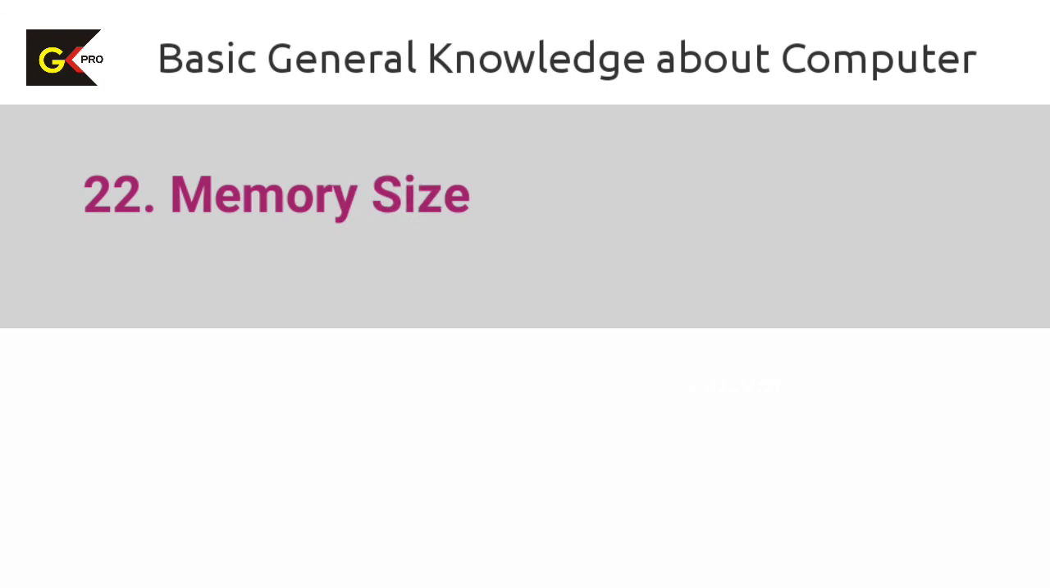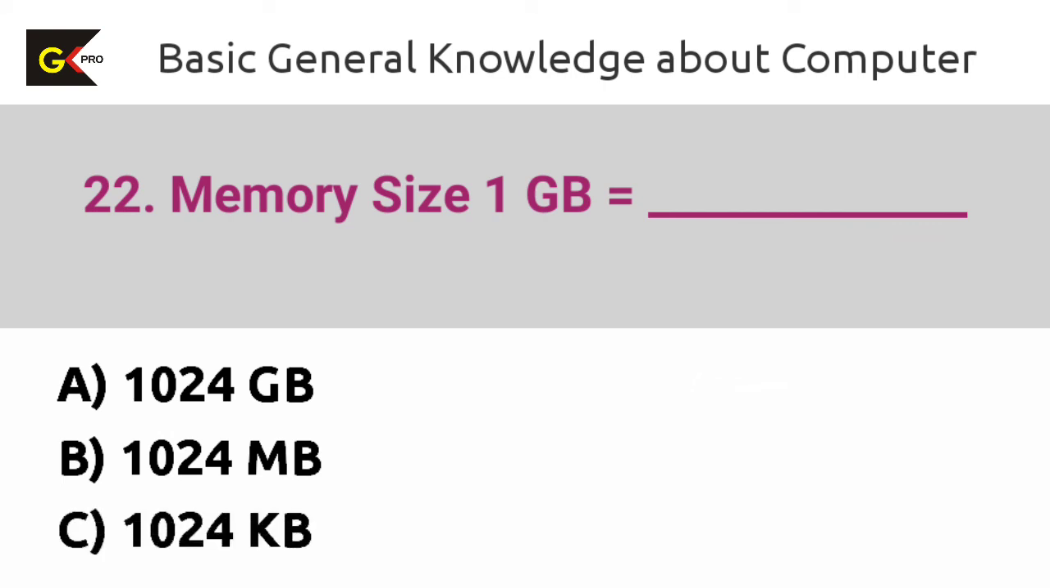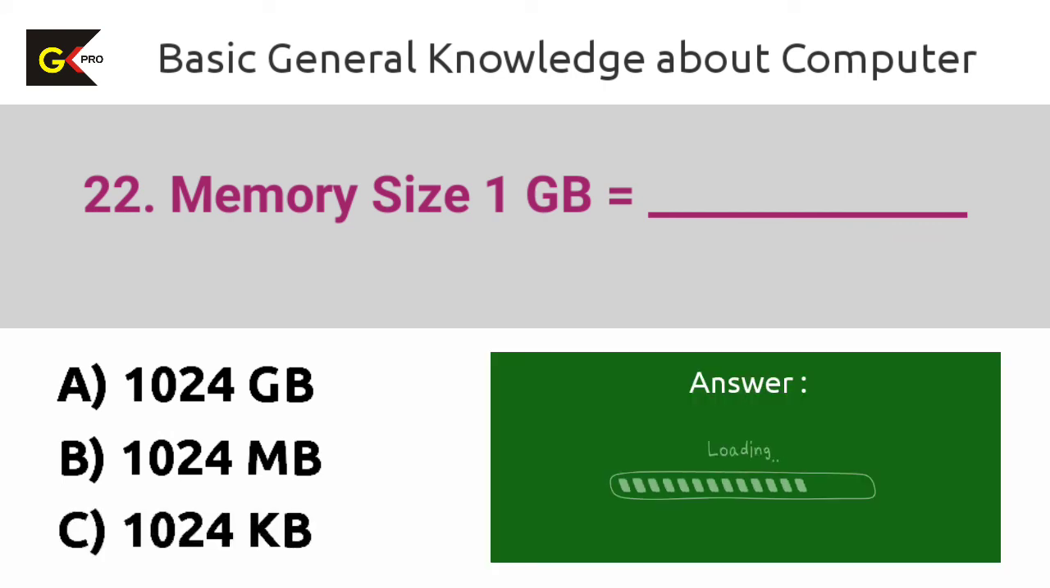22nd, memory size 1 GB is equal to dash. 1024 GB, 1024 MB, 1024 KB. Answer is 1024 MB.